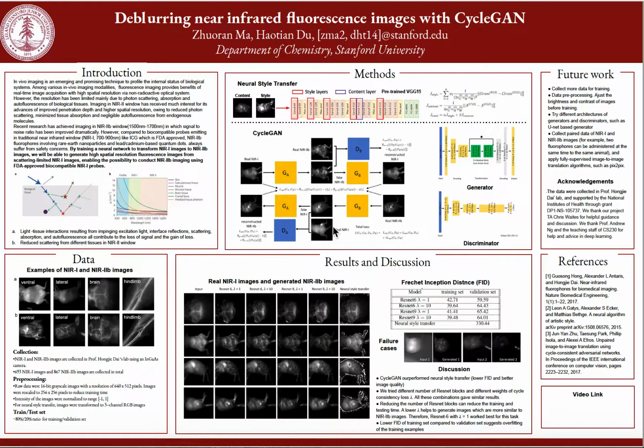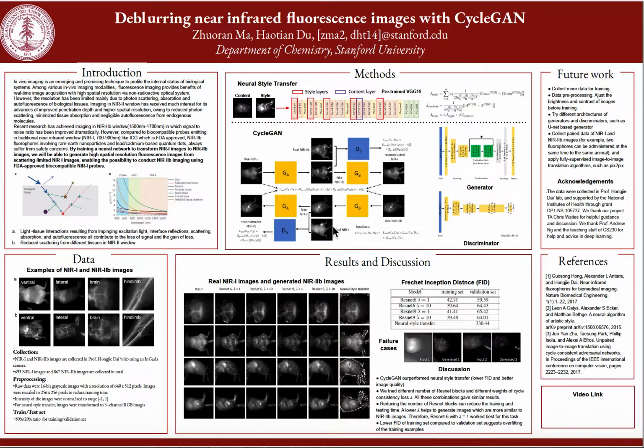Everyone, this is our final poster presentation for CS230. I'm Hao Tiandu and this is my partner Zhuoran. Hi, this is Zhuoran. We both come from the Department of Chemistry. Our project title is Deblurring Near-Infrared Fluorescence Images with CycleGAN.